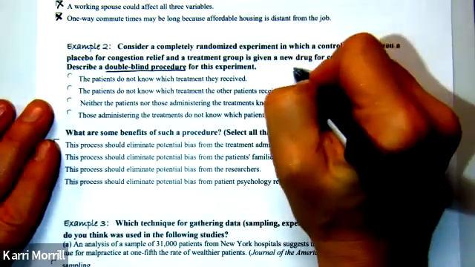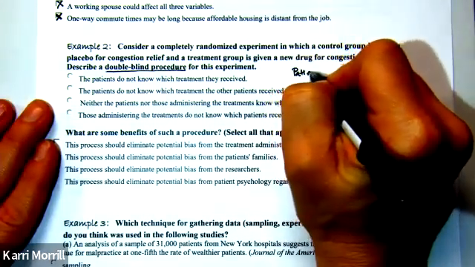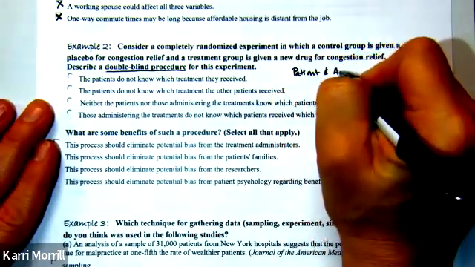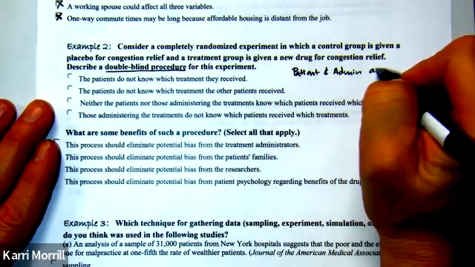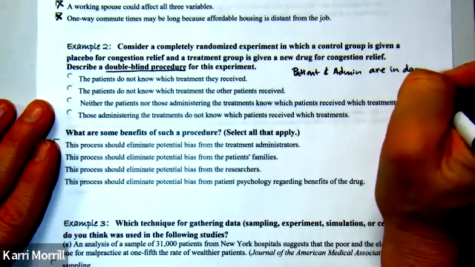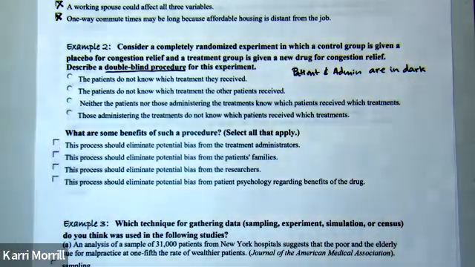means that the patient and the administrator are basically in the dark. Meaning the administrator doesn't know which patient is getting the treatment, and the patient doesn't know if they're getting the treatment or the placebo effect. So that's why we learned some of those terminologies on the previous page.